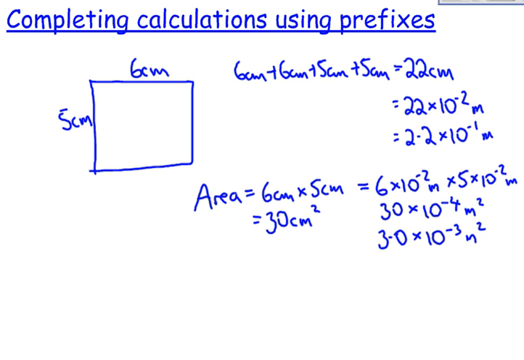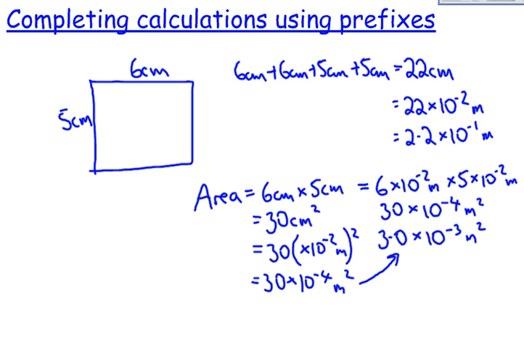Or from this value over here, we could say that that is 30 times 10 to the minus 2 meters all squared. And we have to be careful here that we square everything inside the bracket, because that will also give us 30 times 10 to the minus 4 meters squared, which leads us back up to the same answer as we had before for that.